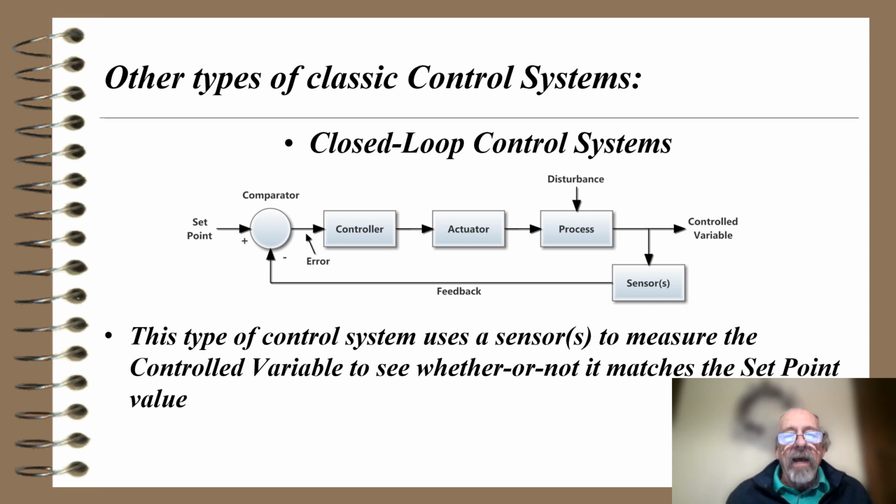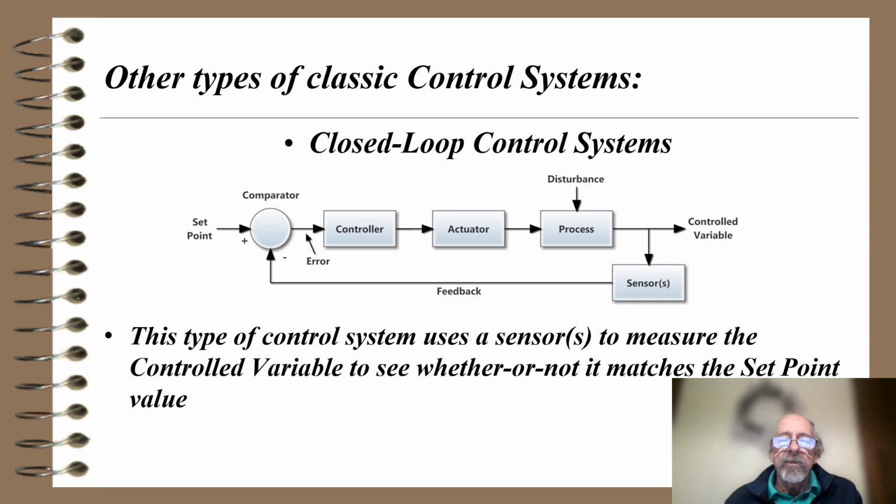Now, the other type of classic control system is a closed loop control system. Notice we've added another block, called the sensor or sensors, in a feedback path that goes back to an additional circle, as opposed to a block, and that's a comparator. We check the output against the set point and produce an error signal that goes to the controller if the control variable and the set point are not the same.